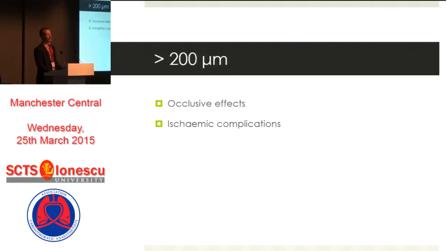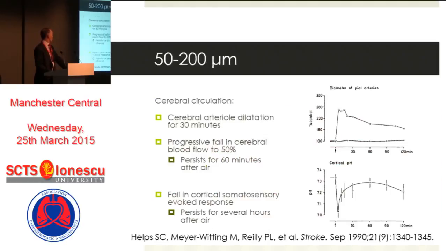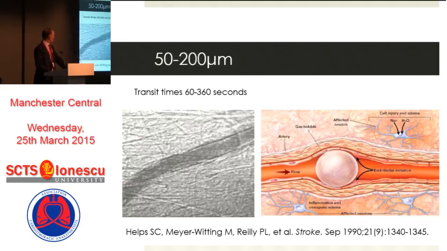Large bubbles will have an occlusive effect with downstream ischemia. That's fairly understandable. But 50 to 200 micron bubbles, as they interact with the endothelium, will cause an increase in large pore radii and an inflammatory response with an increase in interstitial fluid.